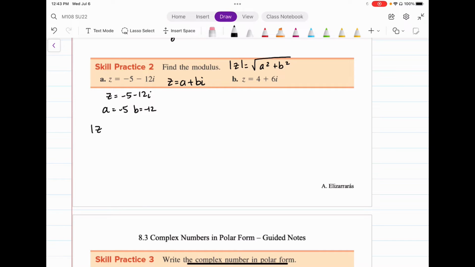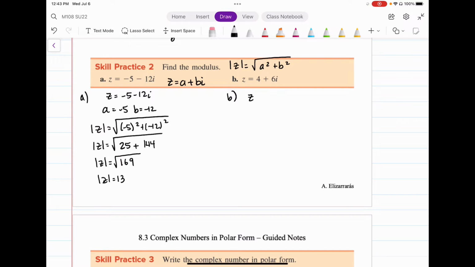In this question, a is -5 and b is -12. So finding the modulus, we take the square root of -5 squared plus -12 squared. -5 squared is -5 times -5, which is positive 25. -12 squared is -12 times -12, which is positive 144. The modulus is then the square root of 169, or 13.